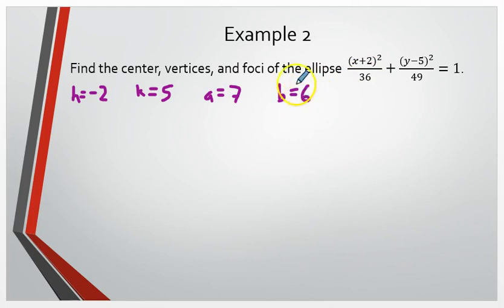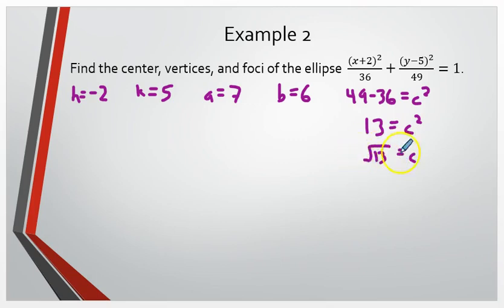I will need to know c since they asked me for the foci, so I'm going to do a squared minus b squared is equal to c squared. And again, that's always the bigger denominator minus the smaller denominator. Do the opposite sign from what you see in the shape. Well, 49 minus 36 is equal to 13. And if you take the square root of both sides, then that means you have the square root of 13. This radical cannot be broken down, so I can just leave it there as square root of 13.